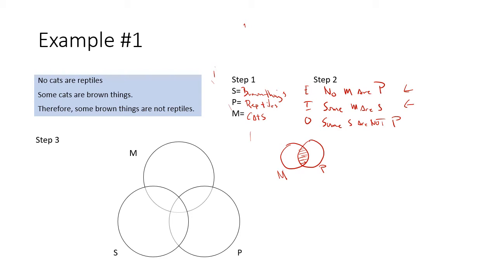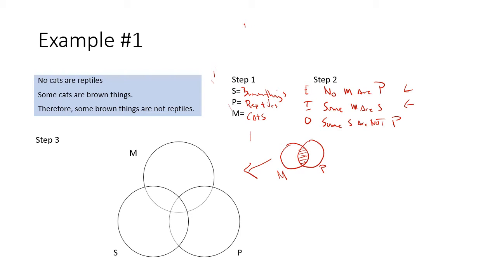The trick, though, is to go from that two-circle picture to the three-circle picture, and I'm going to show you how to do that in just a second. But before I move forward, let me remind everybody that if you have a choice between a universal, which involves shading, and a particular, which involves drawing an X somewhere, then you always do your shading first because that indicates emptiness. And what that means is an X couldn't go there.